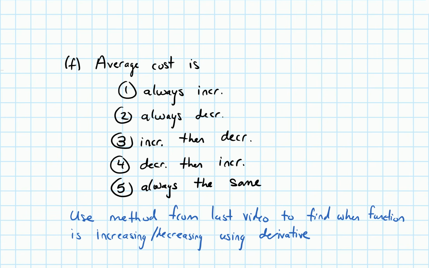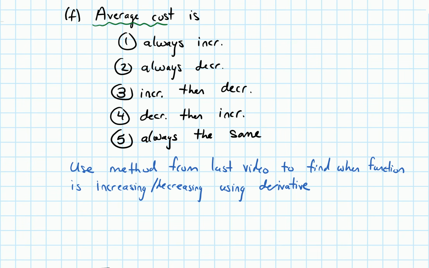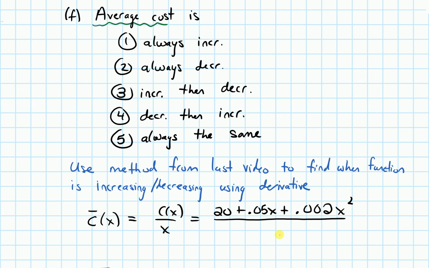The function that we care about here is average cost. We are trying to say, when is average cost increasing? When is average cost decreasing? So we are going to need to write down a formula for average cost. C bar of X is equal to our cost function on top divided by X. Our total cost function is 20 plus 0.05x plus 0.002x squared. That was our cost function, and we divide that by X.